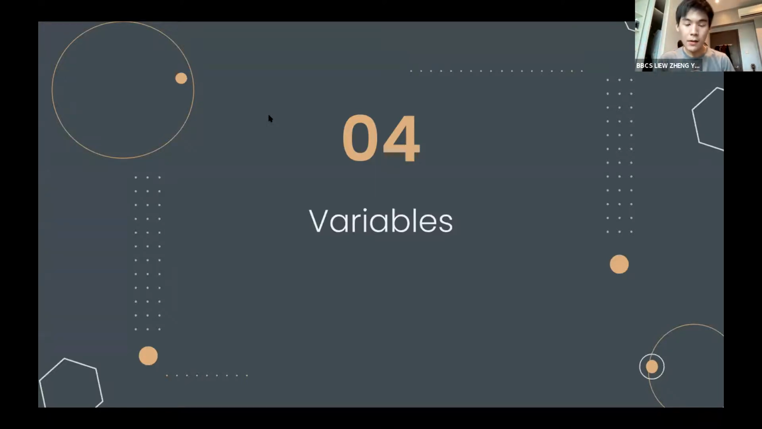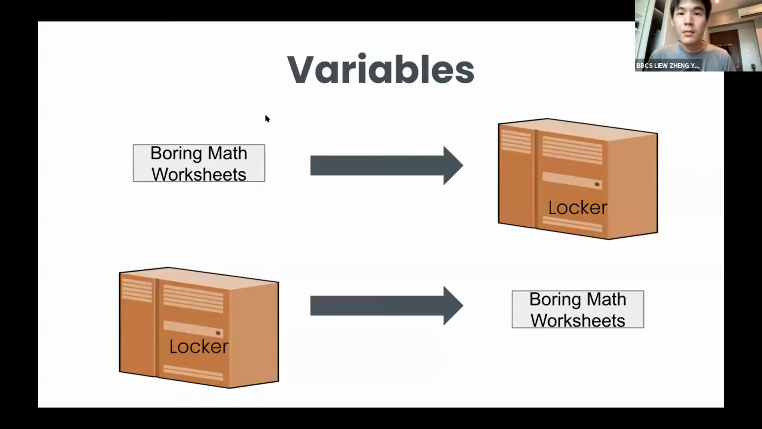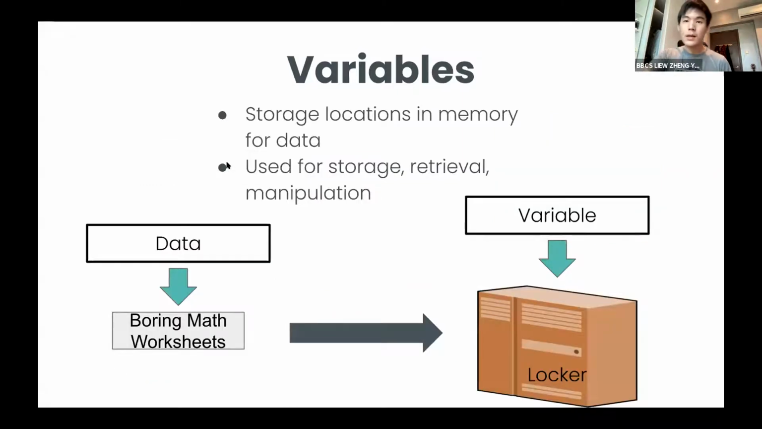So, variables. Let's say you have a bunch of math worksheets that you need to put somewhere, but you don't want to do them now. So you put them in the locker. Afterwards, you decide that you're in the mood to do some work, so you go to the locker and retrieve the worksheets. That is basically what variables are. Variables are storage locations in a computer's memory used to house data.